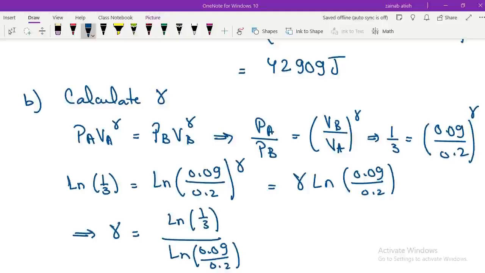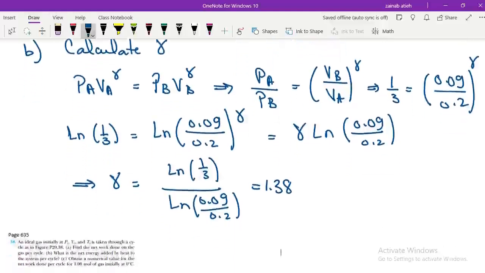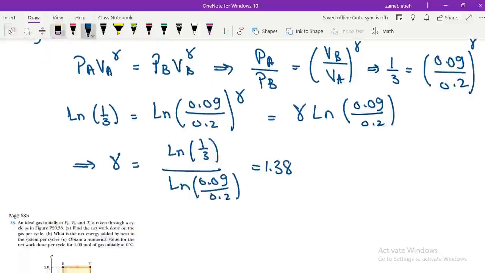Which is equal approximately to 1.38. So this is gamma. Now if he asks me to find CV and CP, I can easily find them using the formulas that I have already given you. So let me go back or go down.